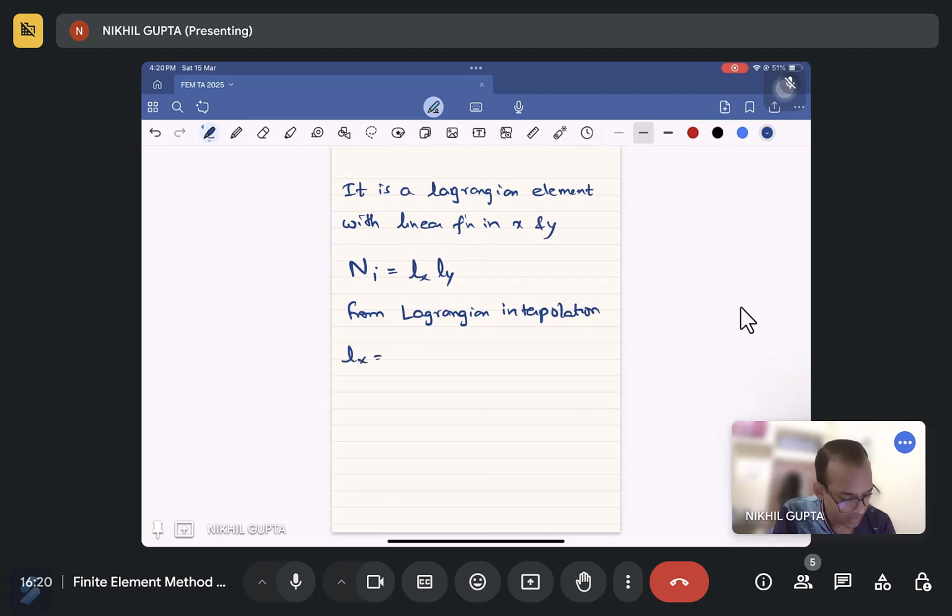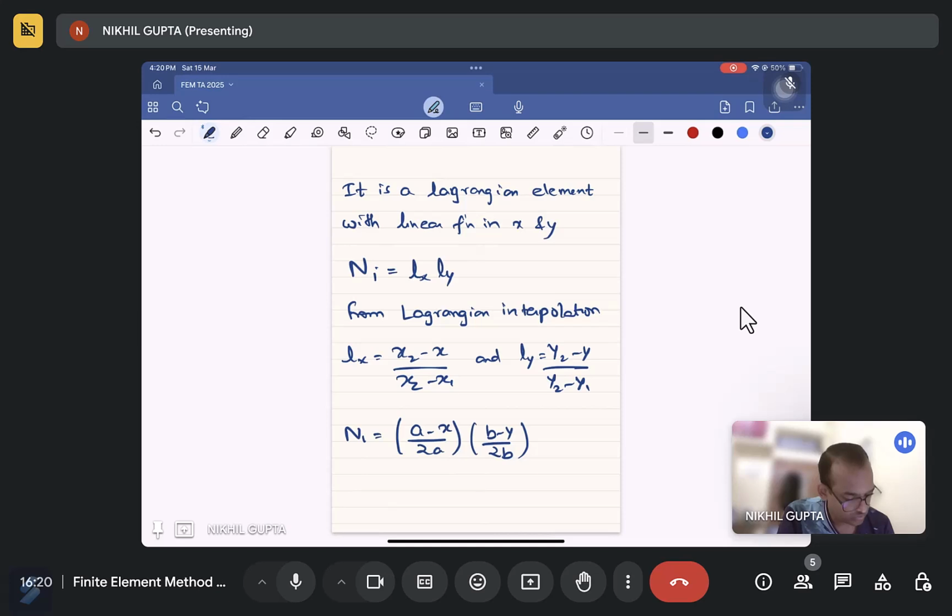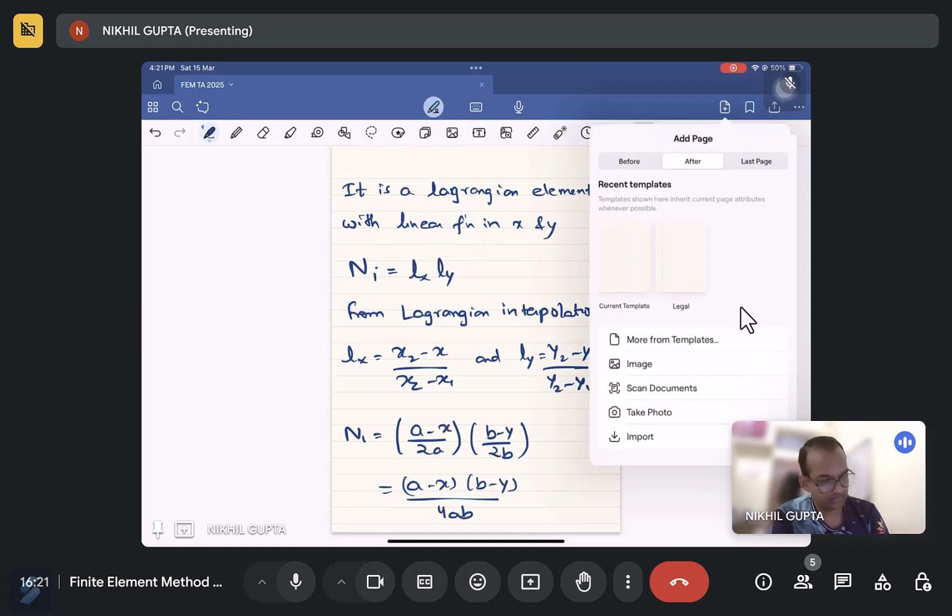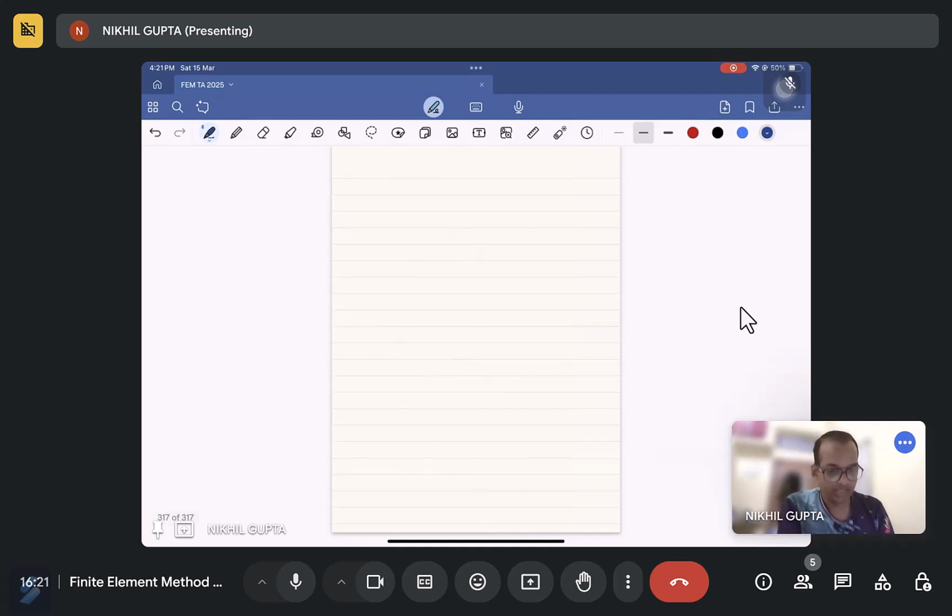Lx will be (x2 minus x) upon (x2 minus x1), and Ly will be (y2 minus y) upon (y2 minus y1). Okay, so let's solve for N1. We'll put in the values and we get (a minus x) upon 2a, with (b minus y) upon 2b. When you solve this, you will get (a minus x)(b minus y) upon 4ab. Similarly, we can calculate the others, N2, N3, N4 also.